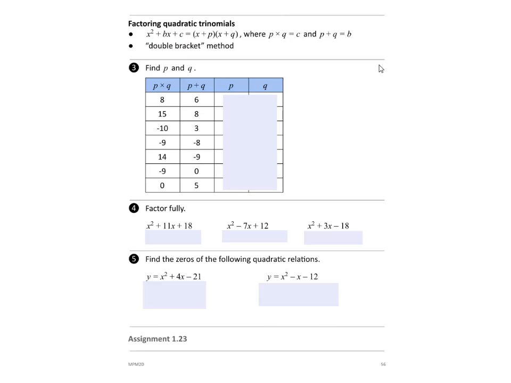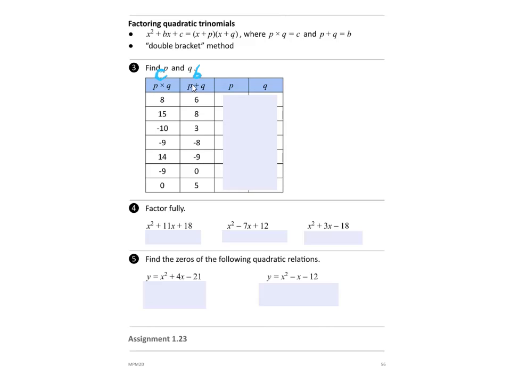There's the double bracket method. So find p and q. Remember, P times Q is C. So this would be like the C value here. And this would be like the B value here. Now, I'm going to just work through this table with you, and then I'll show you what it would look like as a standard form quadratic relation.